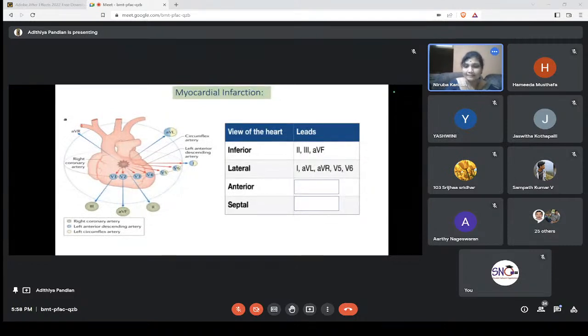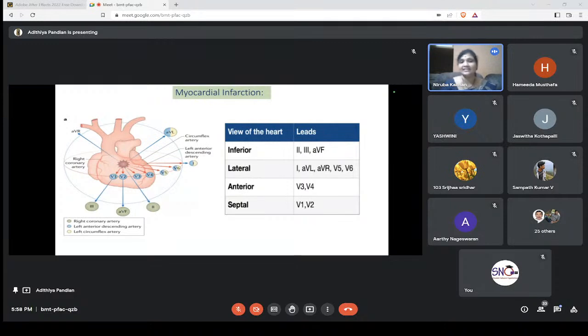Anterior, it is V4 and V5. If there is any septal defect, V1 and V2. If the septum is affected, V1 and V2 are placed just above the septum, so you get a septal defect. In the wall, these are the important PG questions again.